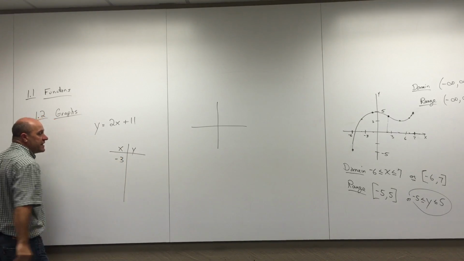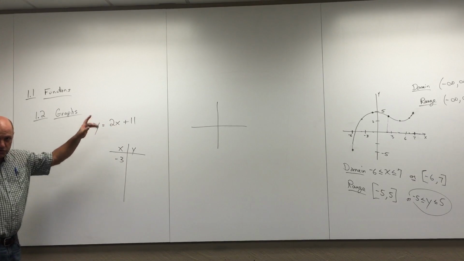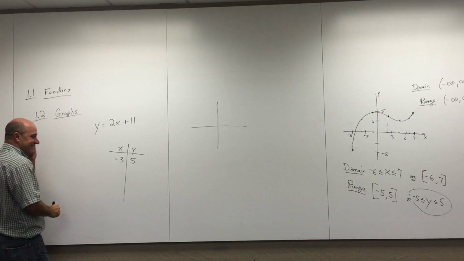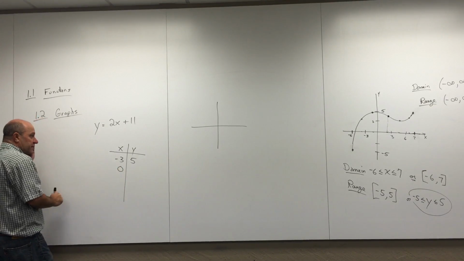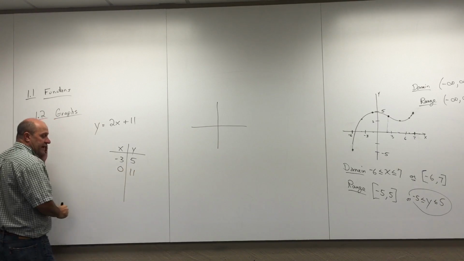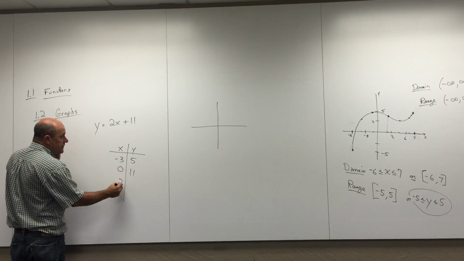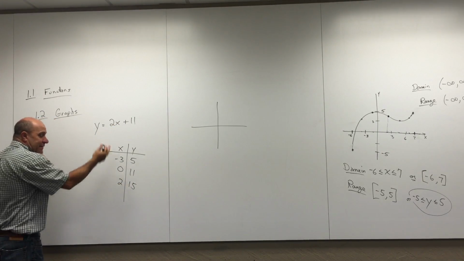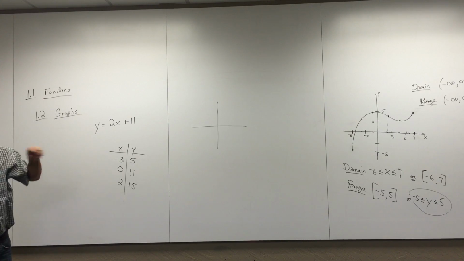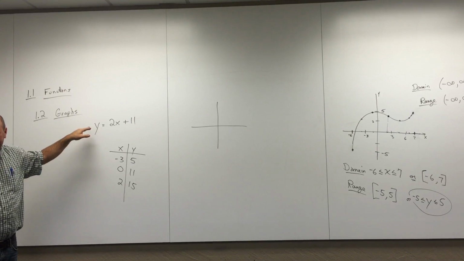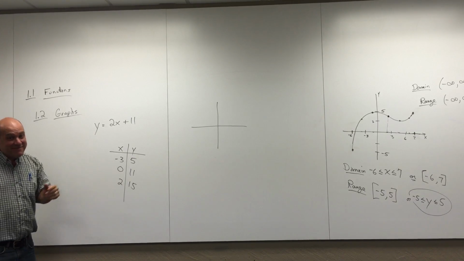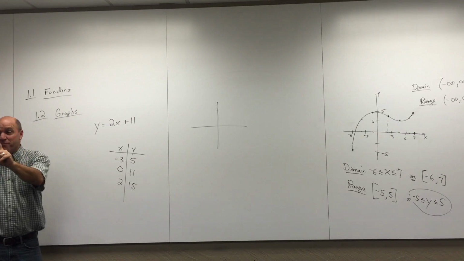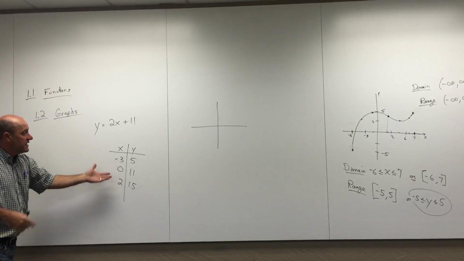If I plug in -3, I do the math. I get 5. If I plug in a 0, 0 is always good, I get 11. You guys okay? If I plug in a 2, I get 4 plus 11, I get 15. Maybe I need a lot of points. I happen to know that this is a line. Maybe you already know this is a line, but I'm acting like I don't. If it's a line, then I only need 2 points, and I can draw a line. I did 3 points. Let's see what they look like.